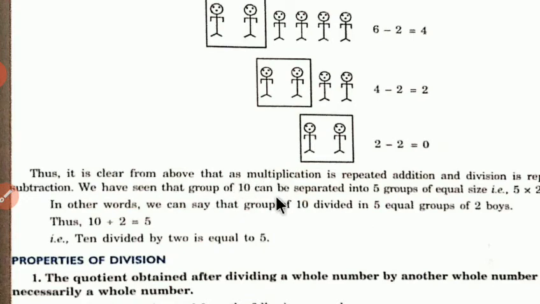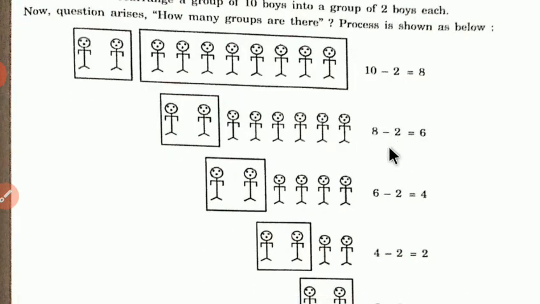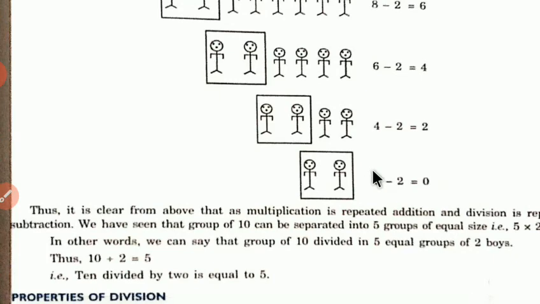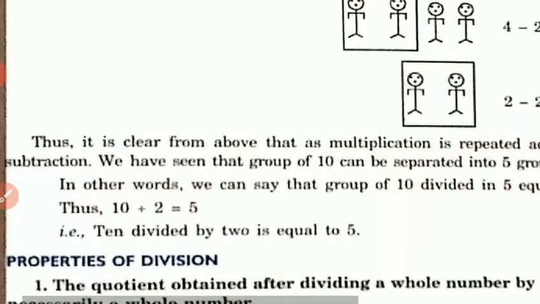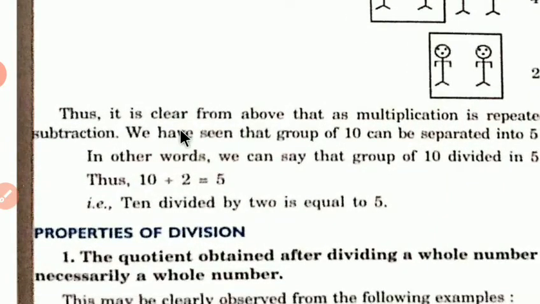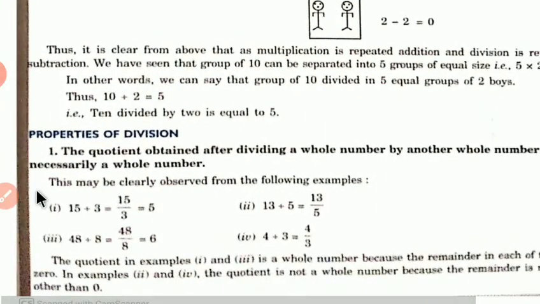So we can see that if we want to make groups of 2 from 10 boys, how many times do we subtract until we get 0? 1, 2, 3, 4, 5. It means in 5 times no boys are left. So how many groups have we made from 10 boys? 5 groups. In other words, we can say that the group of 10 is divided into 5 equal groups of 2 boys. So instead of subtracting 5 times, we can write it as 10 divided by 2, which is equal to 5. It means from 10 boys, if we want to make groups of 2 boys, we have to make 5 groups. Now we'll see the properties of division.